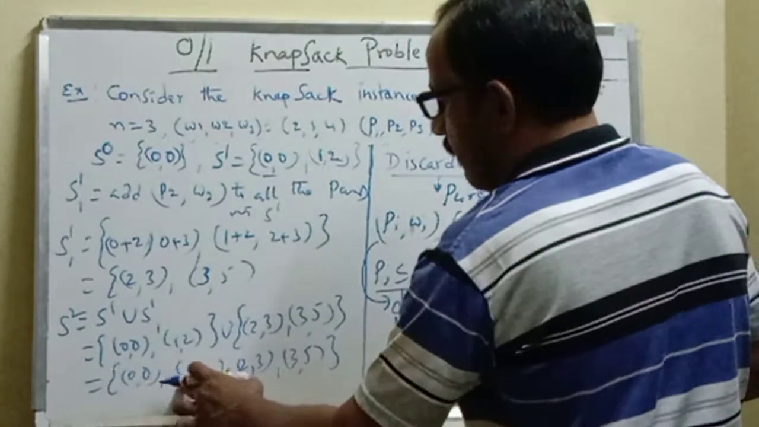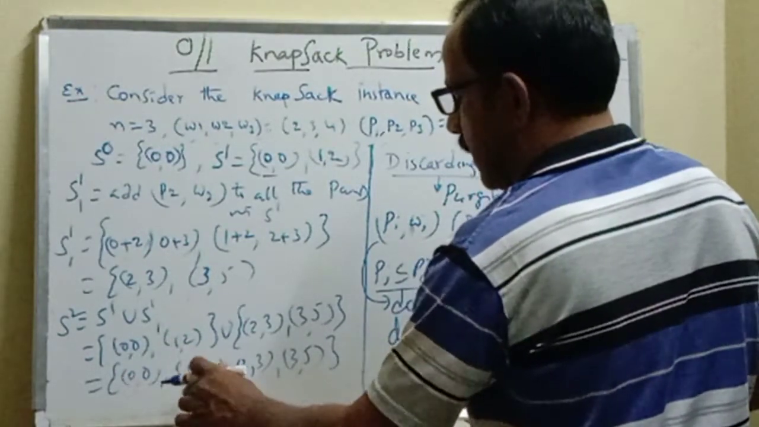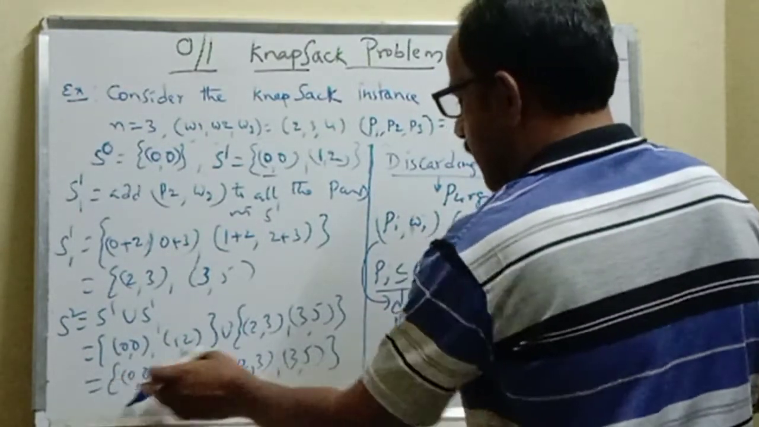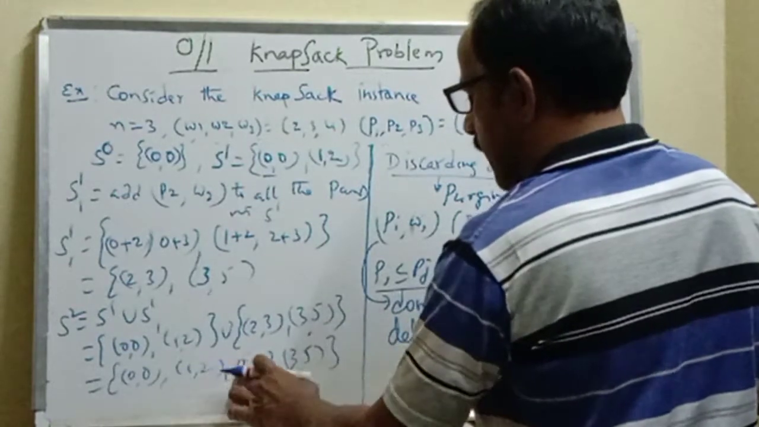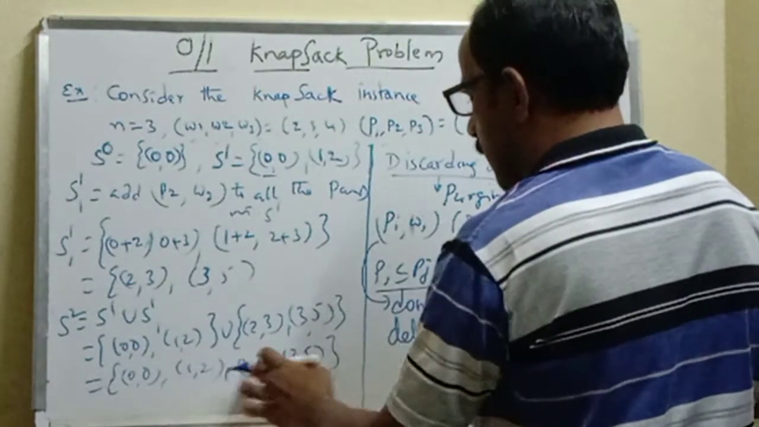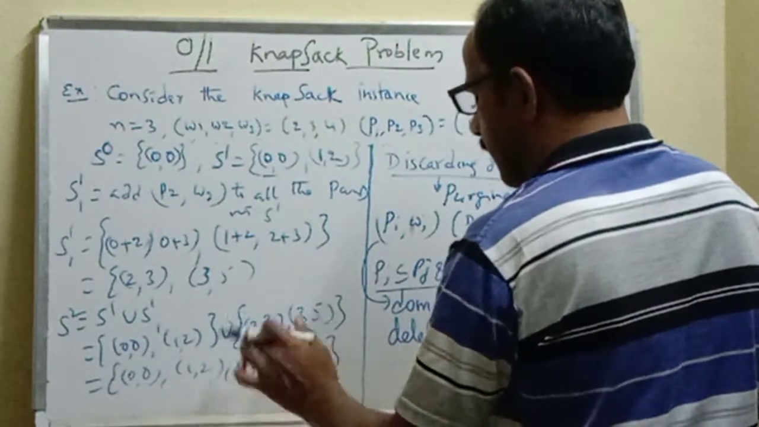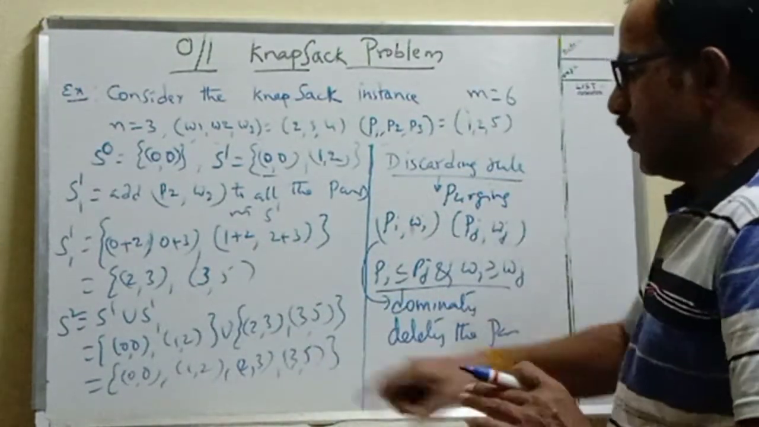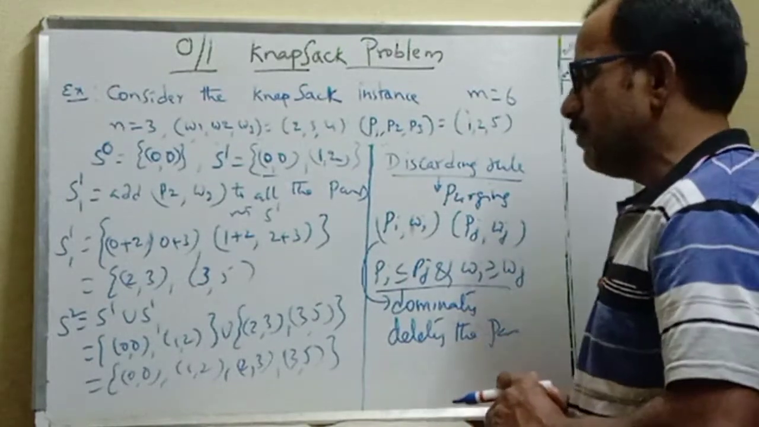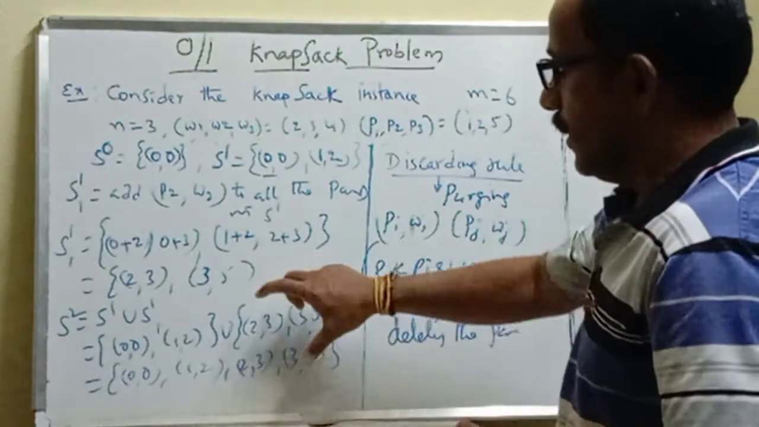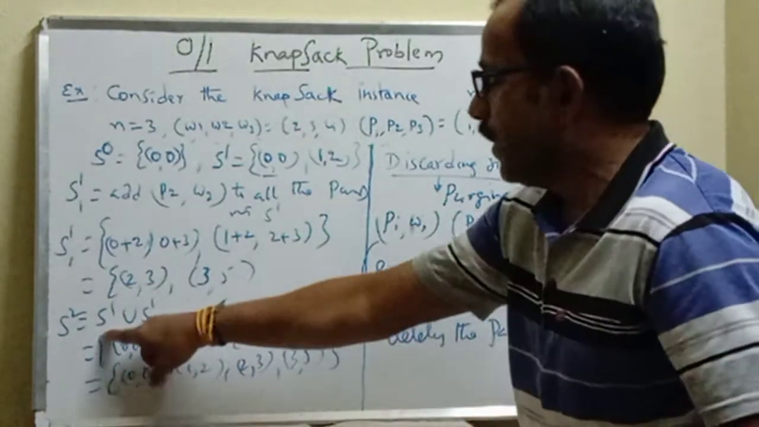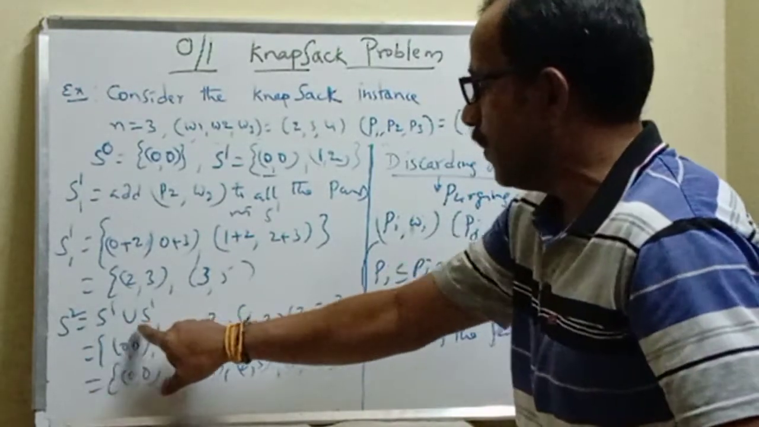So 0 less than 1, 0 less than 2. No need to delete 0 0, since this is less than all the pairs. Then 1 less than 2, 2 less than 3. 1 less than 3, 2 less than 5. No need to delete it. Then 2 less than 3, 3 less than 5. So up to this is safe. All the pairs are safe up to S2. Okay? So this is about calculating S2. We got S2 by combining S1 union S1¹.